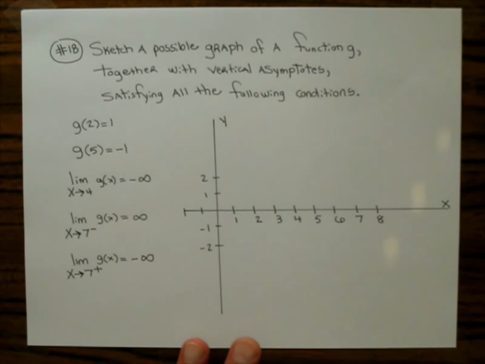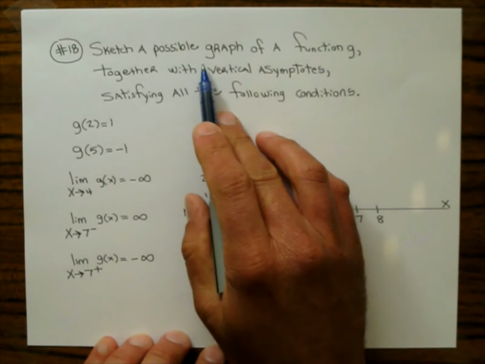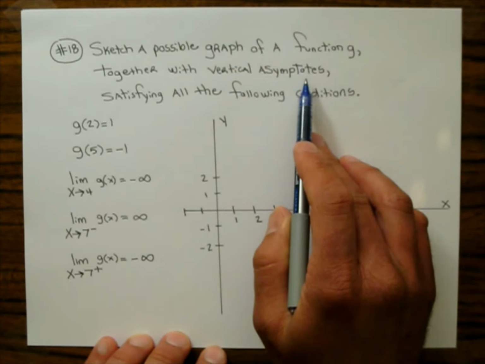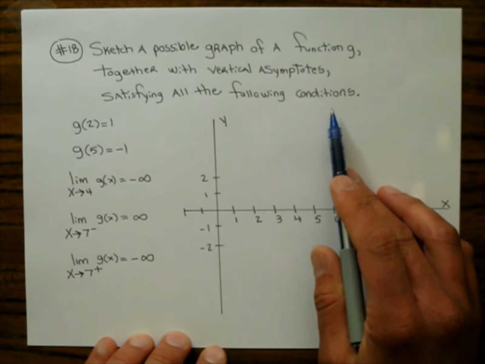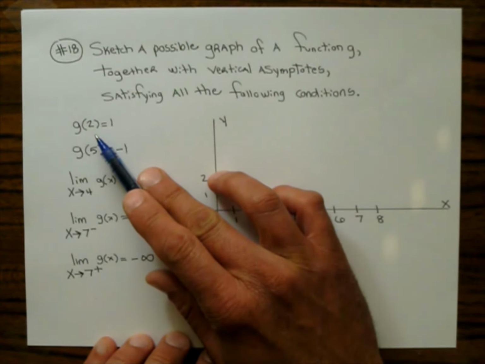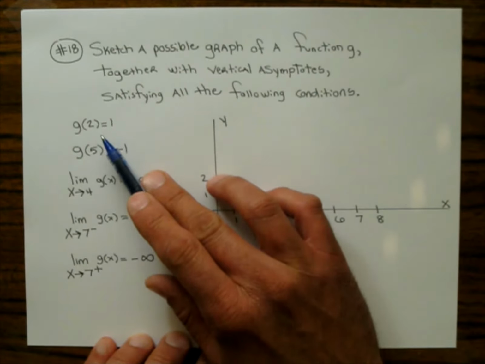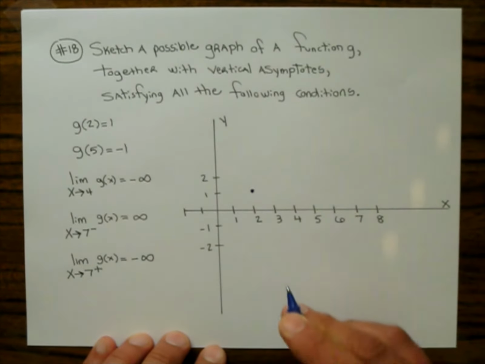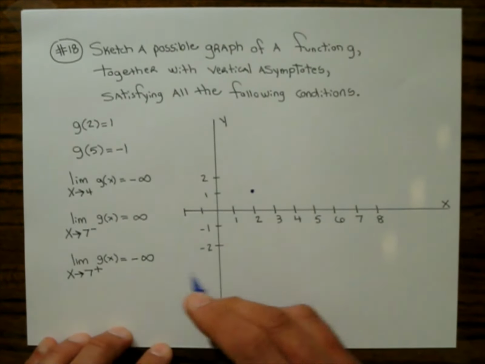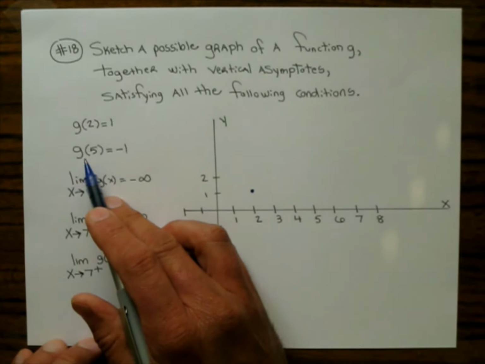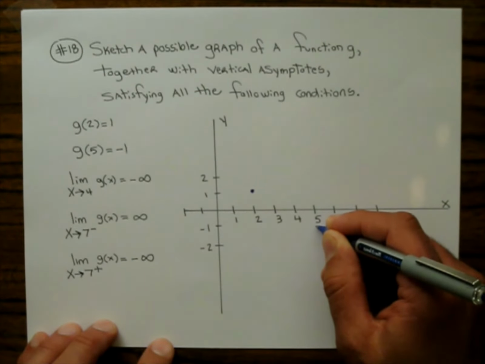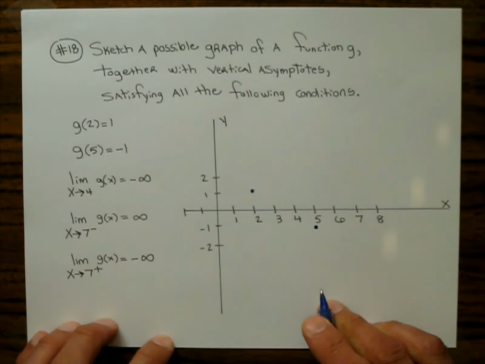This is one of those problems where there could be many possible answers. It says, sketch a possible graph of a function g together with vertical asymptotes satisfying all the following conditions. The first condition is g of 2 equals 1. So this function has to go through the point (2, 1). Let's put a point there. The next condition is g of 5 equals negative 1. So (5, -1) is on the graph.